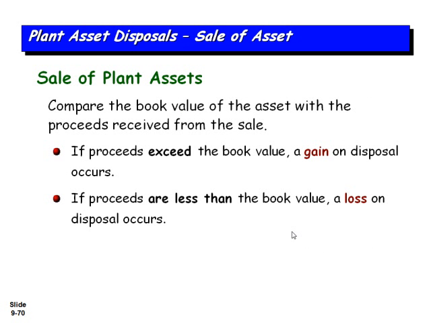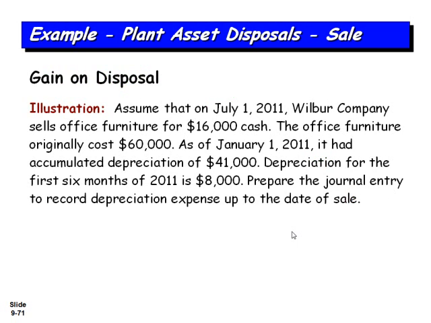What happens if we sell an asset? Well, then we bring cash into the company. If we get more money than the book value, then we're going to record a gain on disposal. If we get less money than the book value, we're going to record a loss on disposal. So let's take two examples.